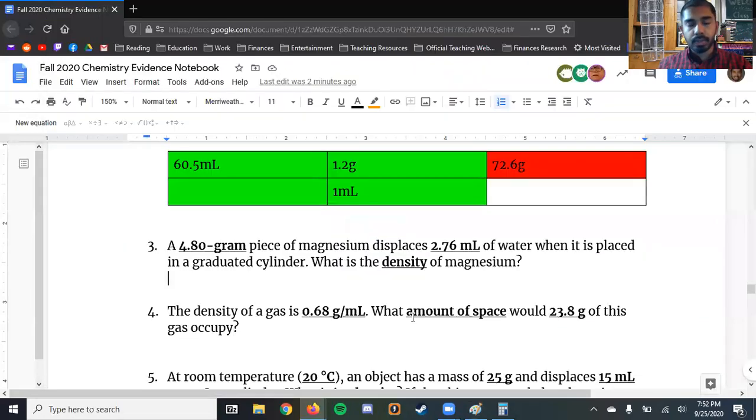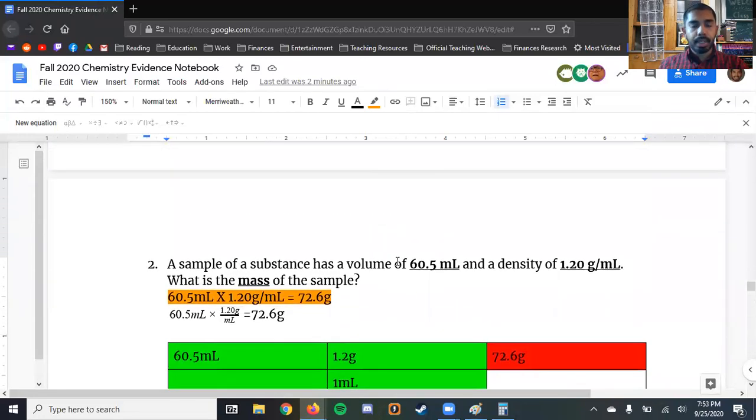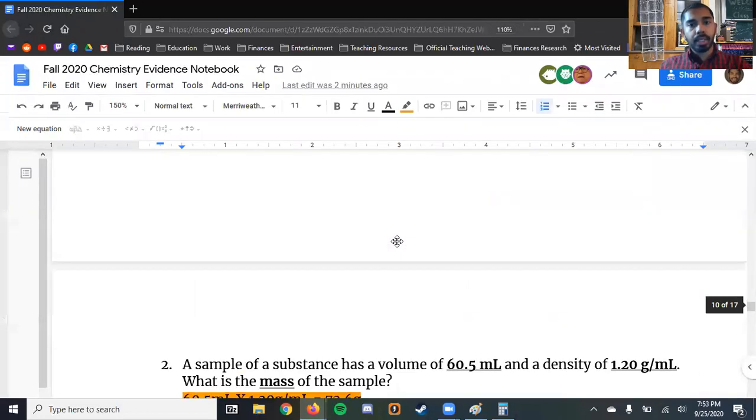So in this question right here, I toss a piece of magnesium into some water. By the way, don't do that. Pure magnesium, I believe, will react violently with water, although I might be thinking of sodium instead. I probably am thinking of sodium. Anyway, magnesium into water. Water rises by 2.76 milliliters. We're just asked what the density is. If we remember, to calculate density, we need mass over volume.